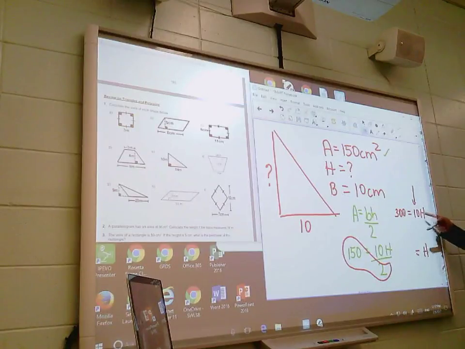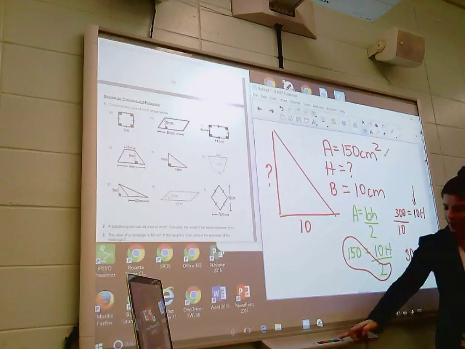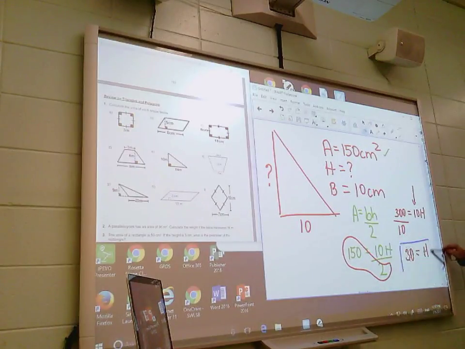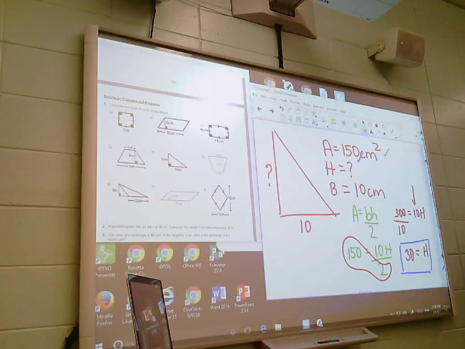Yeah, so if it's a multiplication, it becomes a division. And now I do 300 divided by 10, which gives me the height of 30. And that is my final answer for this question. 30 centimeters. And if I wanted to check, I would do 30 times 10 is 300, divided by 2 is where I get the area of 150.